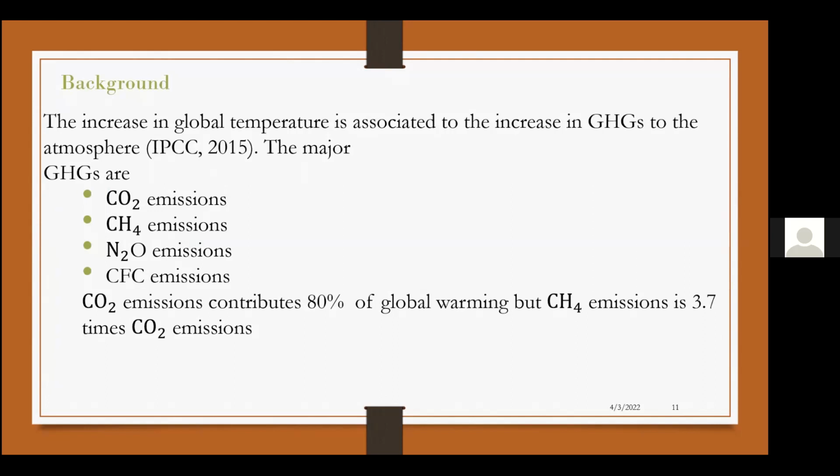The major causes are basically CO2 emissions, methane, nitrous oxide, and fluorocarbons. But CO2 is the major contributor, with up to 80% of global warming. However, methane has a dangerous effect. We get methane from the combustion of fossil fuels, plus the animals in grazing systems also produce methane.